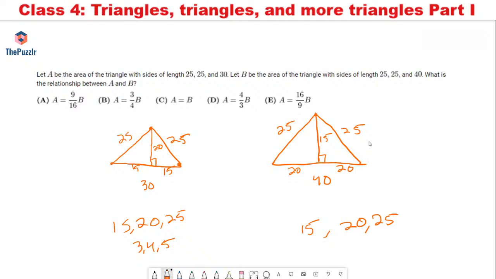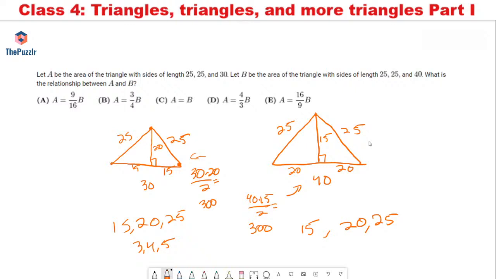And now we can see where this problem is going. So we have our base as 30 for this triangle. Height is 20. And then divide by 2. That gives us 300. What about this here? Our base is 40, so we seem to be getting a different answer. And our height is 15 though. 40 times 15 gives us 600. Divided by 2, wait a second, that also gives us 300. So that means the areas of these two triangles are the same.